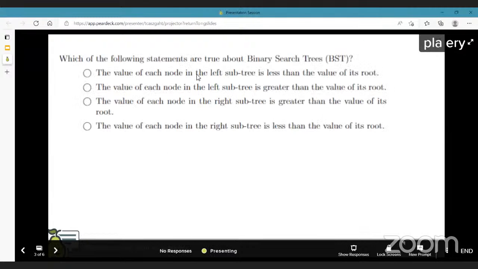It says, which of the following statements are true about binary search tree? Since previously we have discussed binary search tree, I hope this question will be quite easy for all of you. We'll wait for a few minutes.